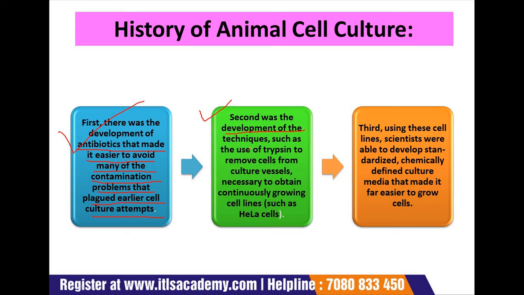Second was the development of techniques such as the use of trypsin to remove cells from culture vessels, necessary to obtain continuously growing cell lines such as HeLa cells. And third, with these cell lines scientists were able to develop standardized, chemically defined culture media that made it far easier to grow cells.